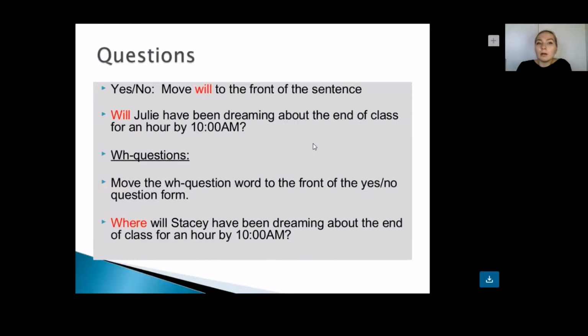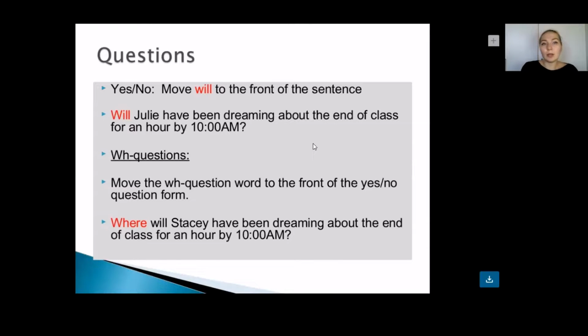Now, if we are going to make some questions, how will it look then? We need to put will in the first position as it is a question. So, will Julie have been dreaming about the end of class for an hour by 10 a.m.? For instance, or WH questions, where we have the question word, where will Stacy have been dreaming about the end of class for an hour by 10 a.m.?